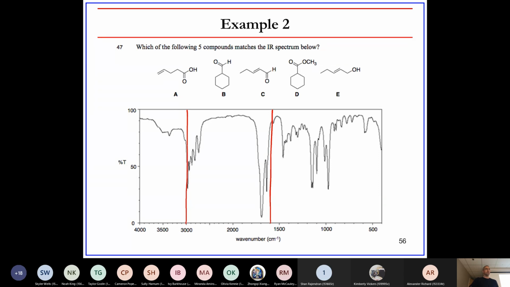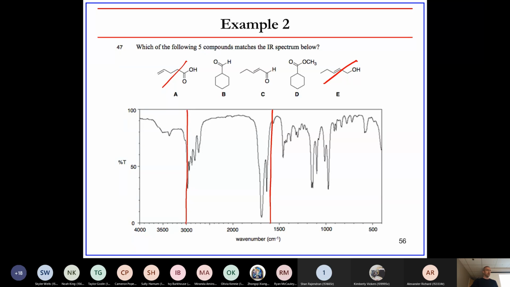A good way to start these, I often find, is to start eliminating choices. If there's anything you can eliminate right away. So the first thing I always look for, is there a big OH peak? No, there's not. So the alcohol's gone. Is there a big carboxylic acid that swamps out the left-hand side of the spectrum? It's not that either, so we can probably get rid of the carboxylic acid. We're down to these three, B, C, D. B and C are aldehydes, and D is an ester.